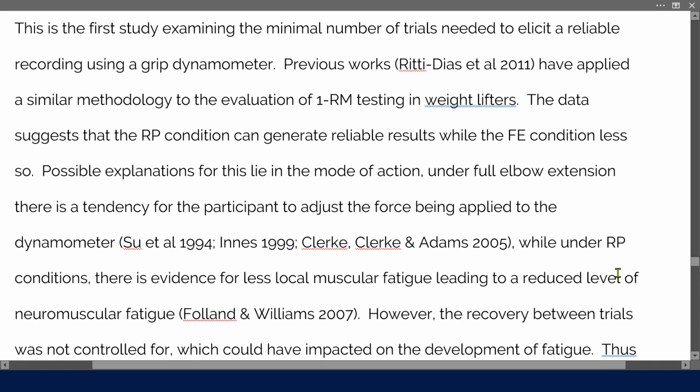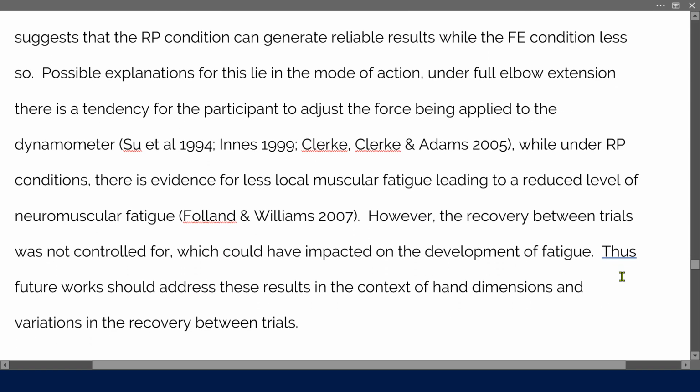Possible explanations for this lie in the mode of action. So they're comparing to Sue, Ines, Clark and Clark. And down here, for example, under RP conditions, there is evidence for less local muscular fatigue, leading to a reduced level of neuromuscular fatigue. It's Folland and Williams. So it's just allowing us to compare and contrast. We're not critiquing those studies, we're not pulling them apart. We're using them to reinforce our conclusions or reject our conclusions.